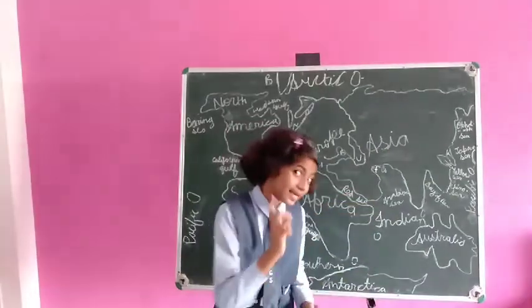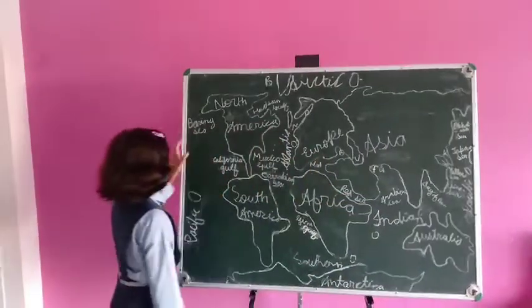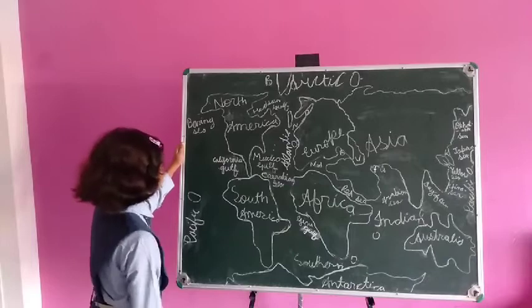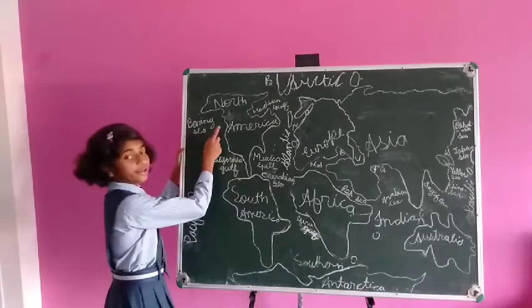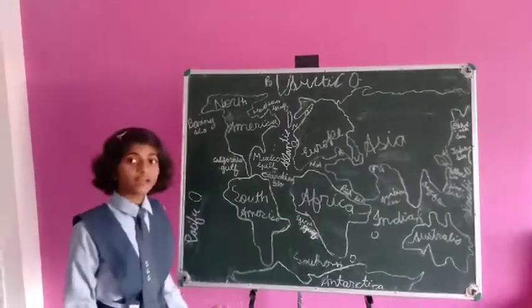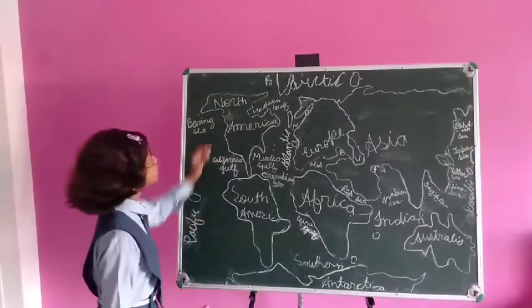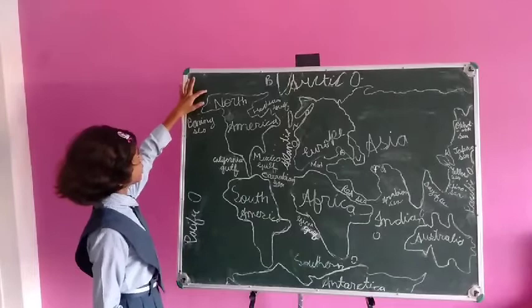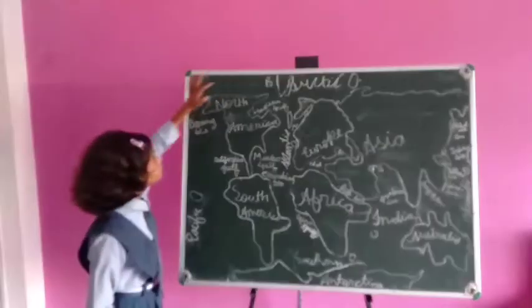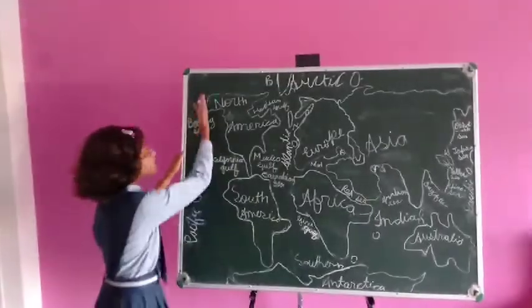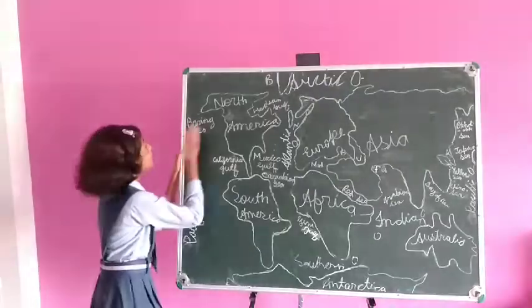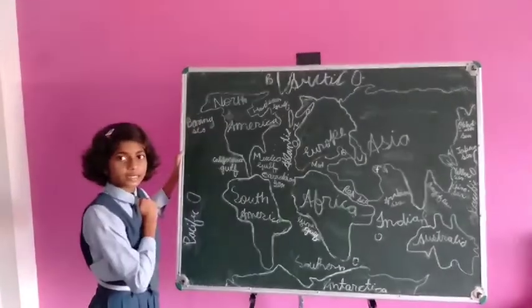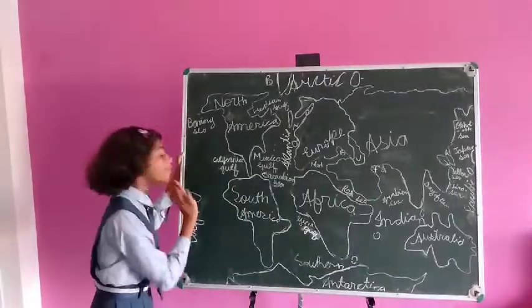Let's know about the Eastern Pacific Ocean. In the Eastern Pacific Ocean, the Bering Sea is located. I have told you that the Pacific Ocean is joined to the Arctic Ocean by the Bering Strait, which is located here, which joins these two oceans. And near the Bering Strait, the Bering Sea is present, which is also a part of the Pacific Ocean.